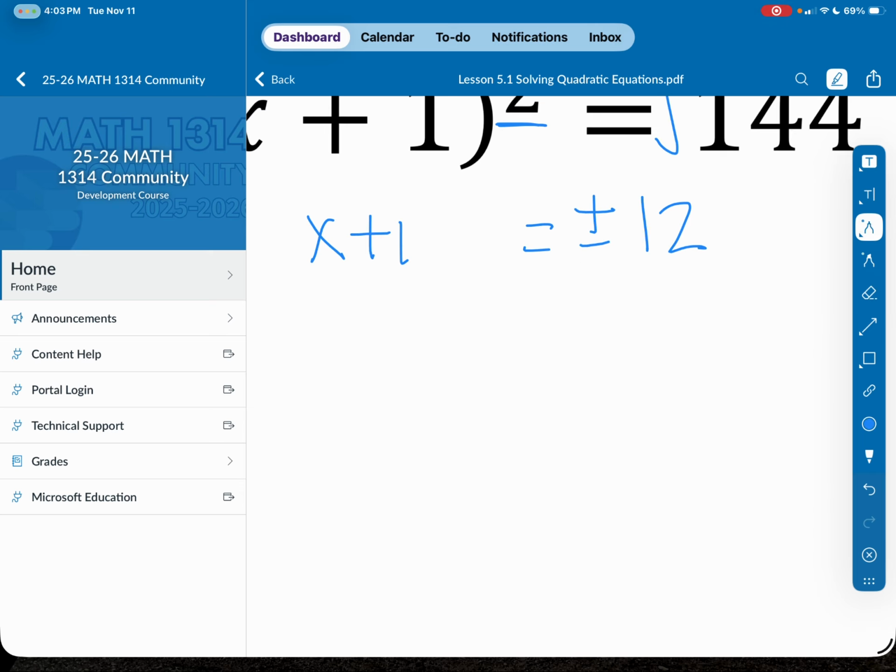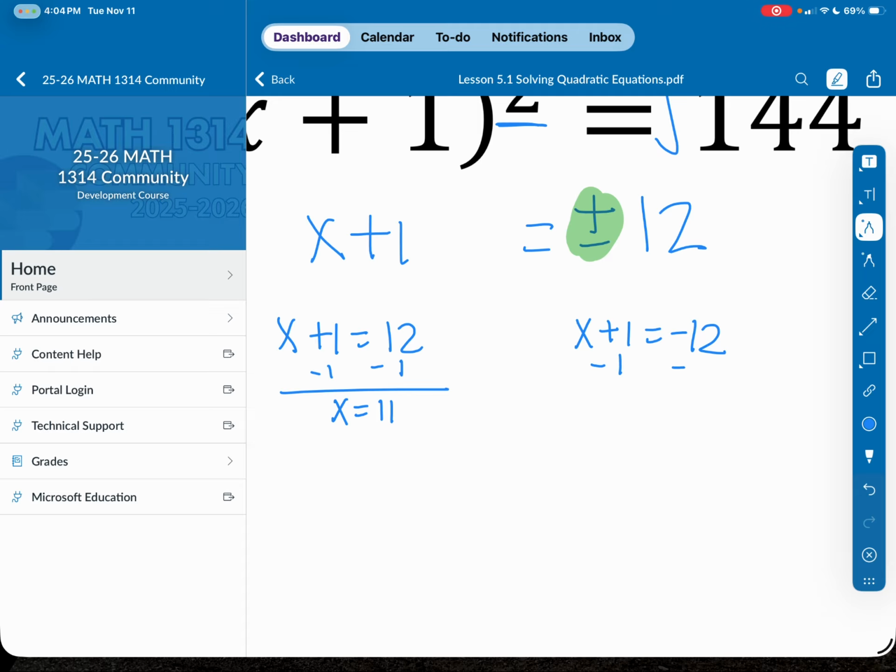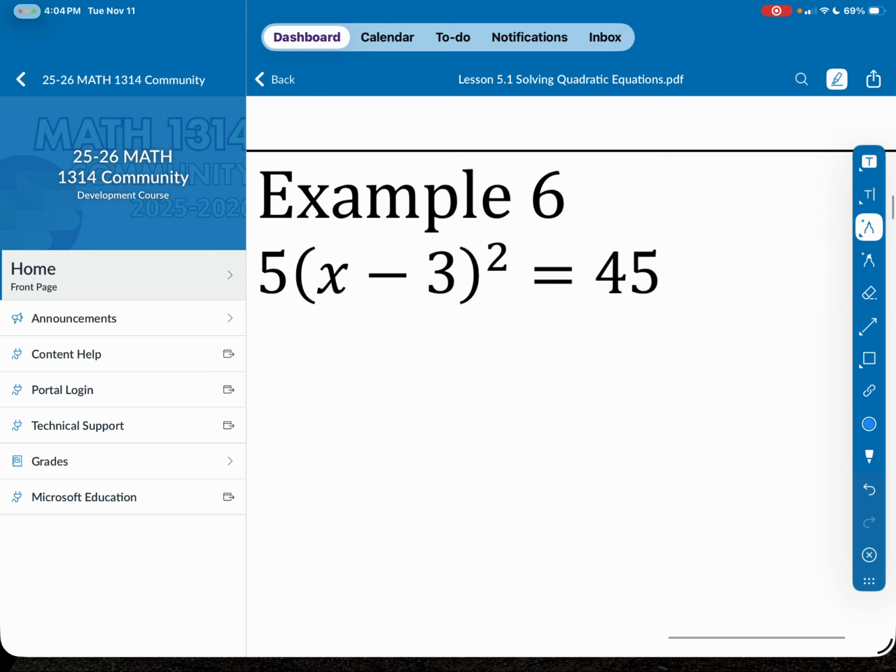So now what I'm going to say, I'm going to put x plus 1 equals 12. And then x plus 1 equals negative 12. Because remember right here, it's the positive or negative value. Okay, so I'm going to subtract 1 from both sides, and we get x equals 11. And then I'm going to subtract 1 from this side, and I get x equals negative 13. Okay. So both of those answers would be acceptable there, and are correct.